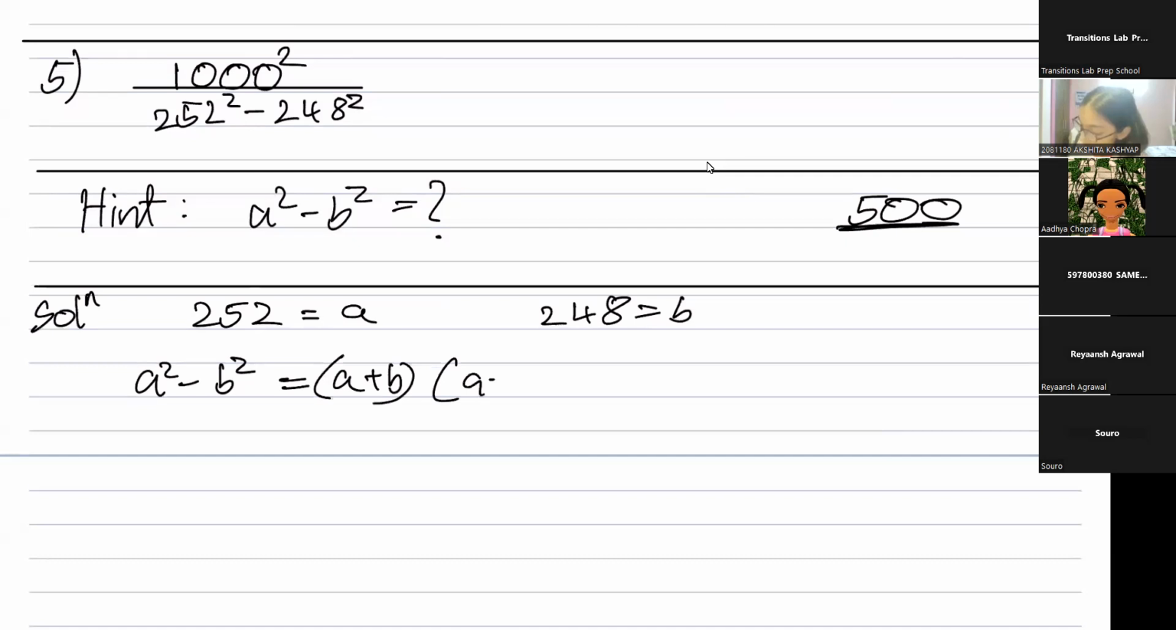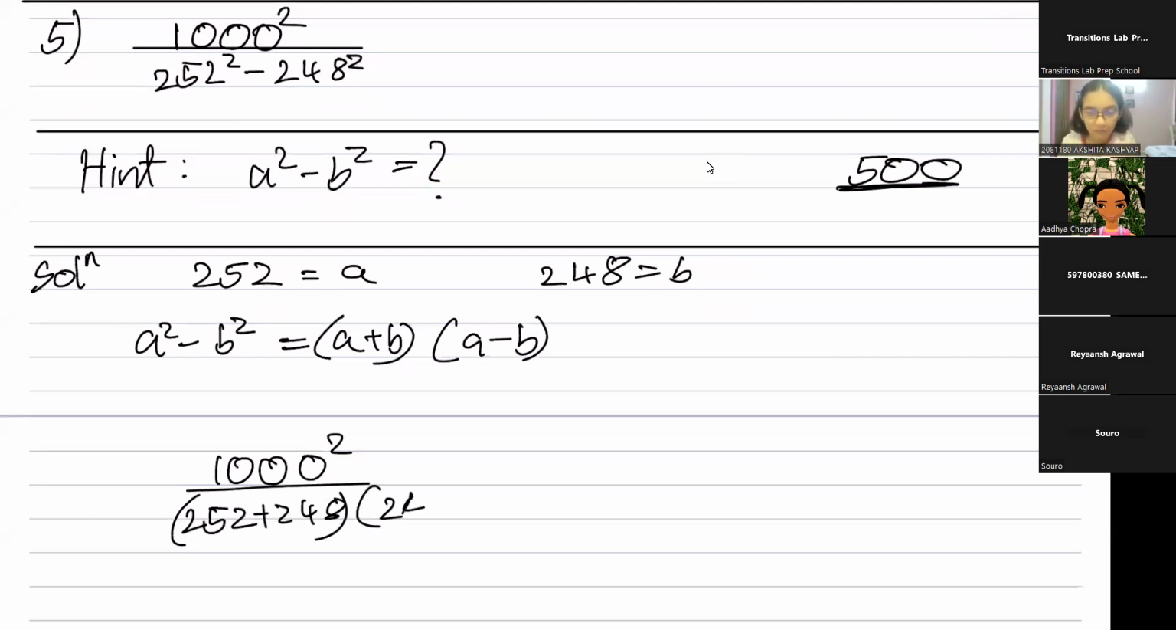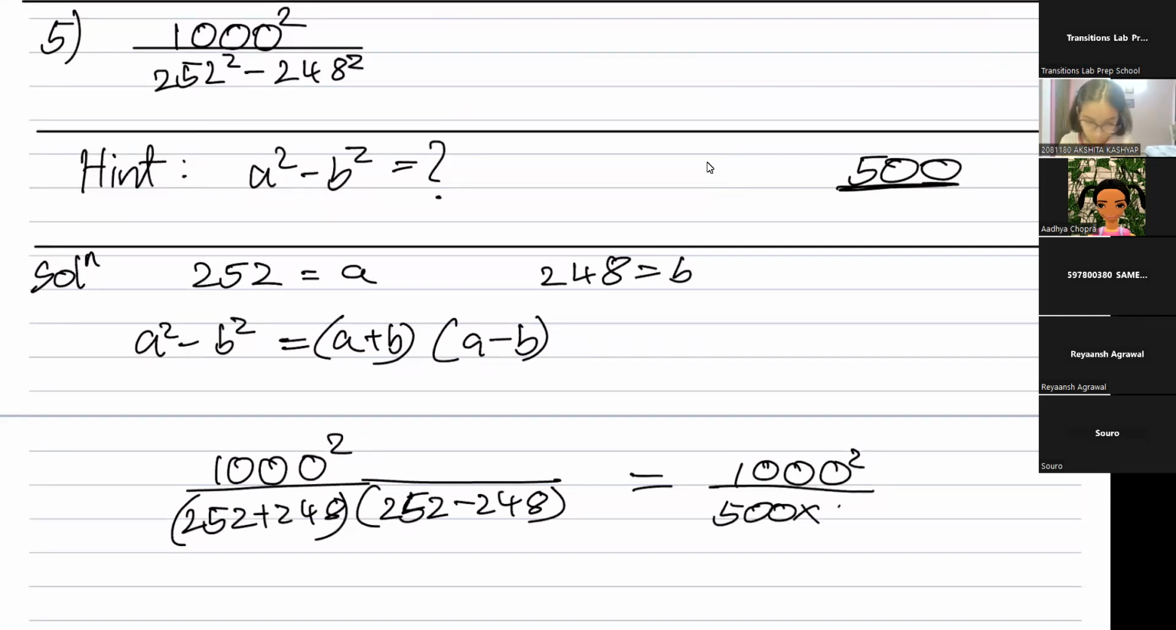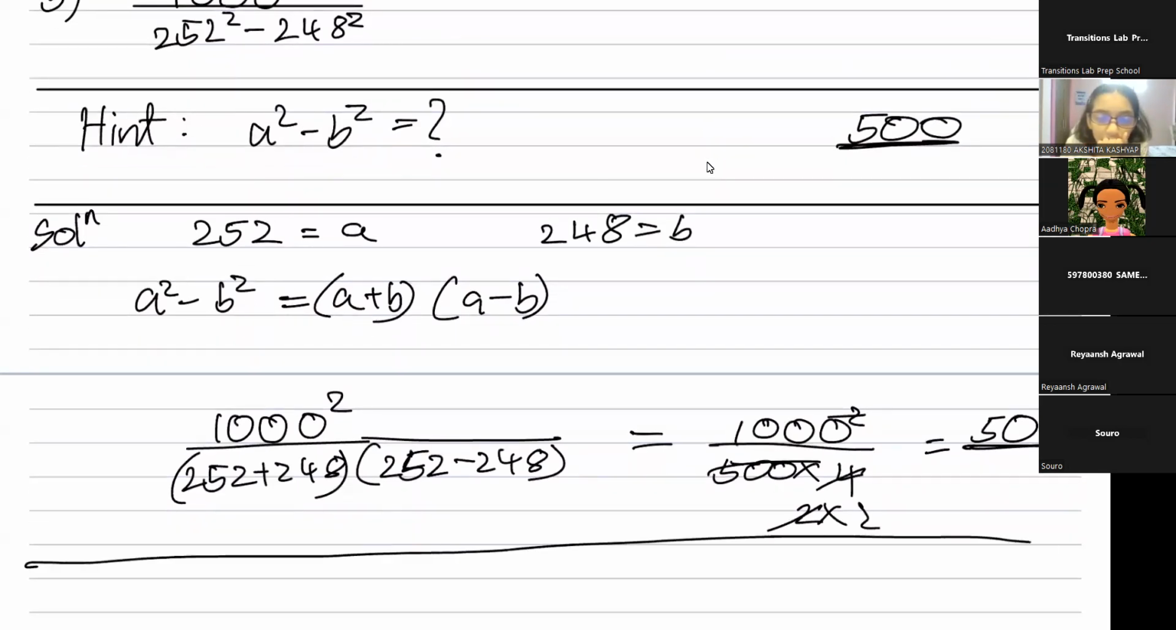Now it's not a coincidence that 252 plus 248 is 500. The examiner actually made this question in this manner only, so that our a plus b becomes 500. So we have 1,000 square upon 252 plus 248 multiplied by 252 minus 248. Okay, this will be 1,000 square by 500 times 4. This you can write as 2 times 2 and then remove 1,000. You are left with 500. Very direct application of identity.